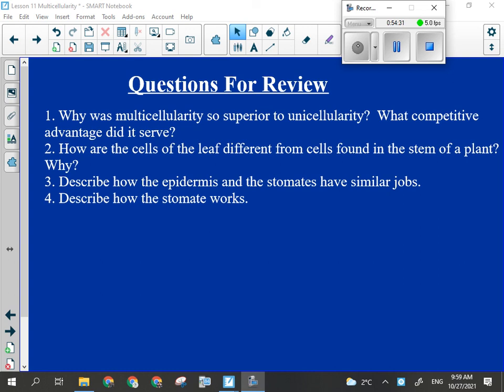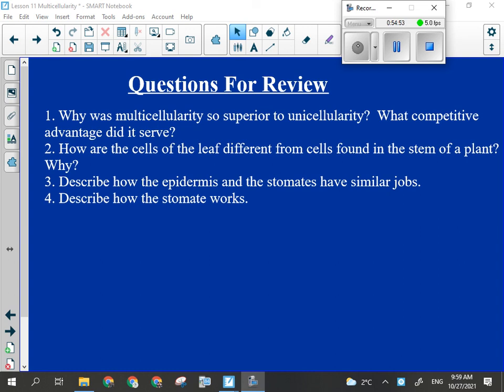All right, number three, describe how the epidermis and the stomates have similar jobs. So the epidermis secretes the waxy cuticle, which prevents what? Sun death. Not so much sun damage, but drying out. It prevents evaporation, seals the leaf, coats and seals it up. The stomates open and close in response to how much water has evaporated.